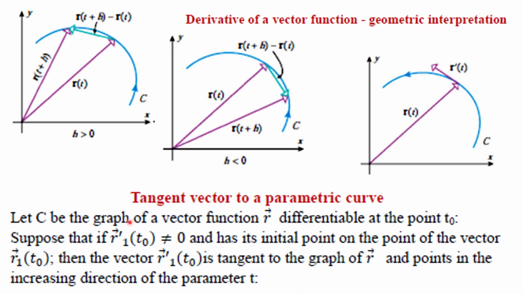So let r be a graph of a vector function, differentiable at point t naught. Suppose that r dash doesn't equal 0 and has an initial point at the point of the vector, t naught. Then the vector r dash is tangent to the graph of r, as I told you, at the point in the increasing direction of t, as you can see.